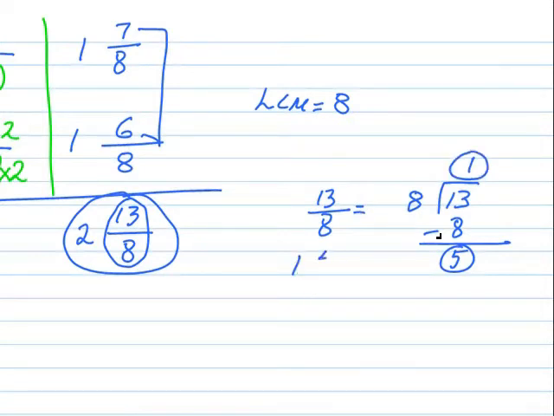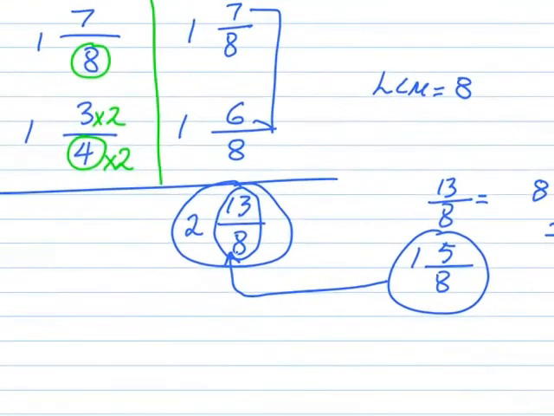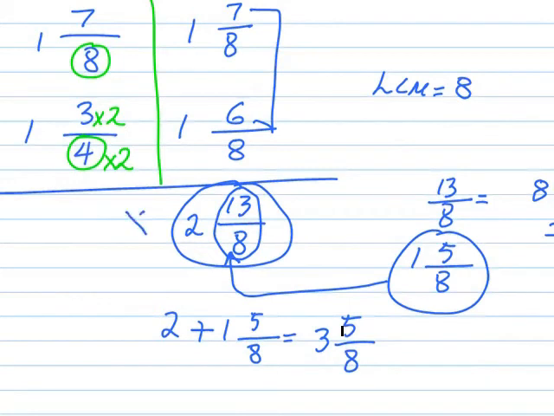So what I need to do is take this 1 and 5/8 and put it in here. So you had 2 before, and 13/8 is 1 and 5/8. And now what do you have? 2 plus 1, 3 and 5/8. So the answer is not 2 and 13/8, but the answer is 3 and 5/8.